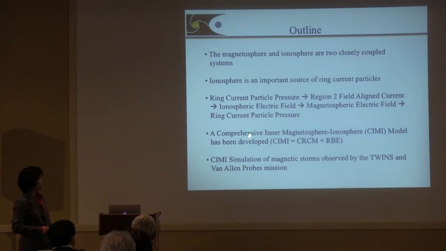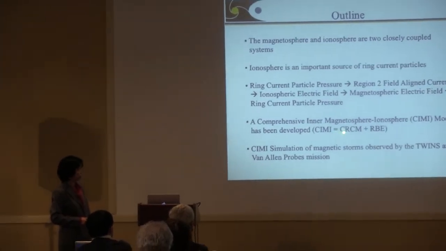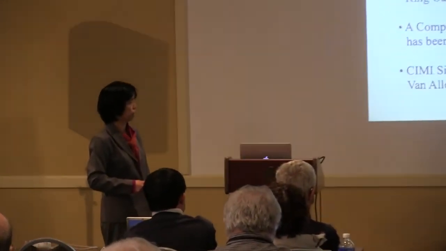As I said, recently I have combined two models, CRCM and RBE. This is the comprehensive ring current model and the radiation belt environment model. The reason to combine them is that when you have two models, you have to update or upgrade both, which is just too troublesome. And actually the two models are very similar. The major framework is very similar, so combining them saves time and is more efficient.